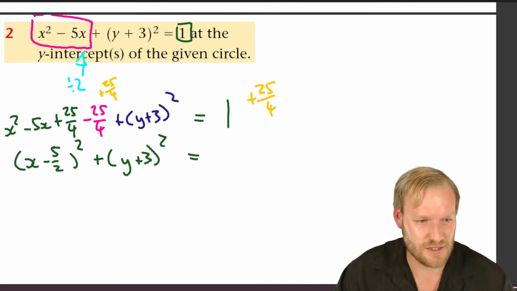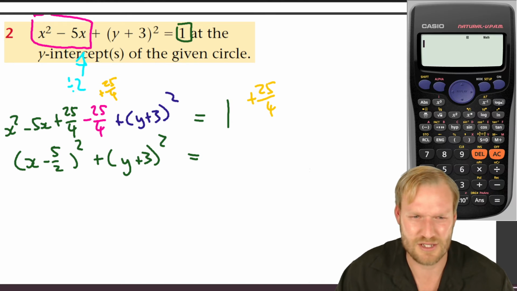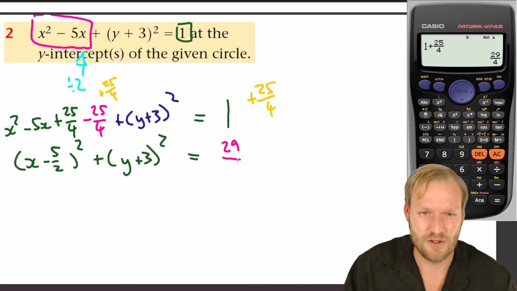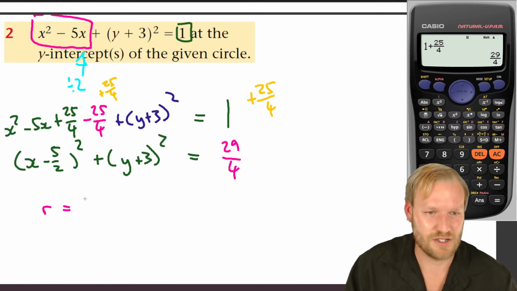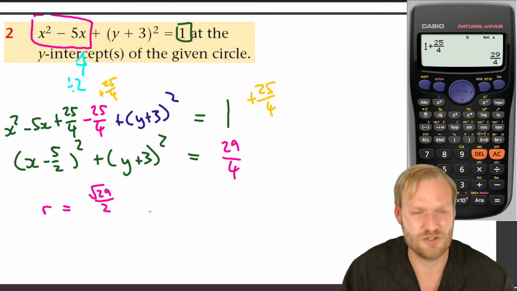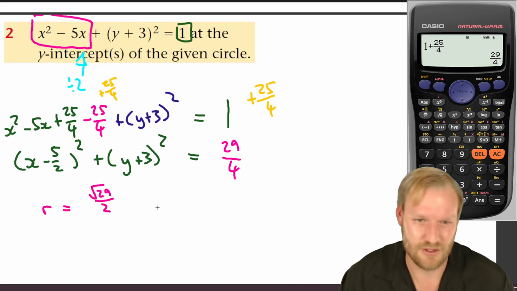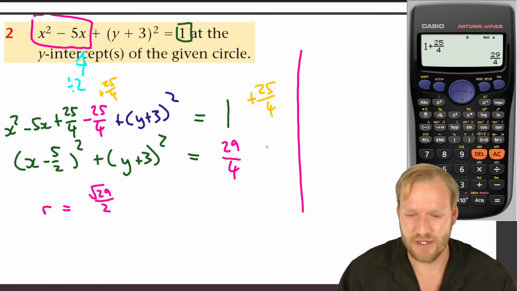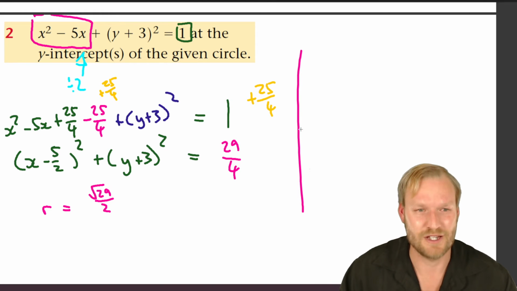Well, beloved calculator tells us, what does it tell us? What is the radius really? Okay, well, we've got 1 plus 25 over 4 gives us 29 over 4, which means that our radius here is actually the square root of 29 over the square root of 4, so 2. Or the square root of 29 over 4. Okay, so either way. So let's do that, and goodbye. Goodbye, calculator.